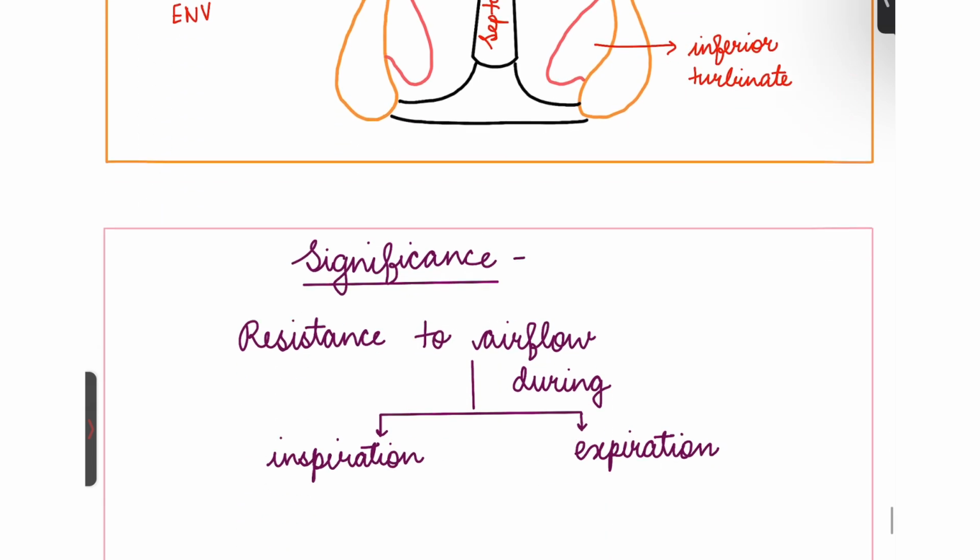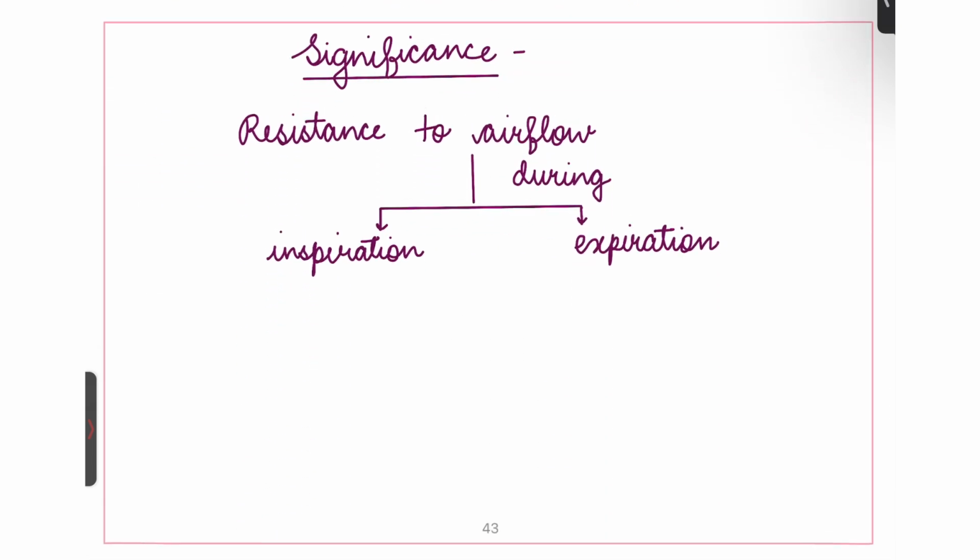Let's move forward and look at the significance. The main function is providing resistance to airflow. During inspiration, what occurs is that the air slows down. Due to this, the exposure time with the nasal mucosa increases, and ultimately, temperature regulation occurs. And also, humidification of air occurs.